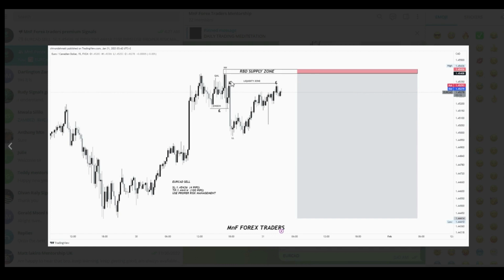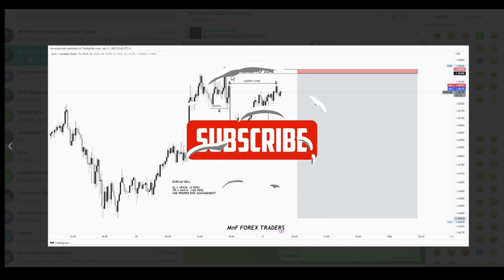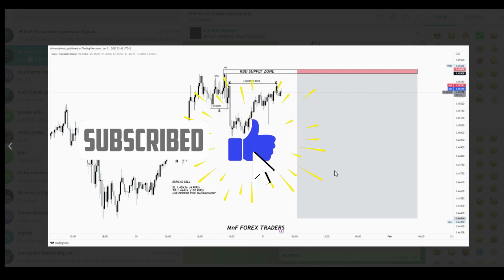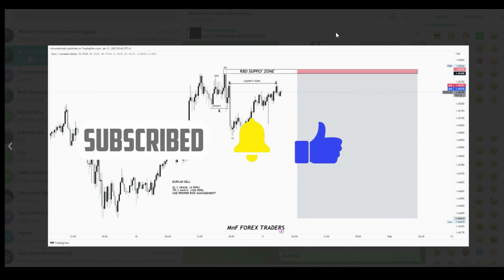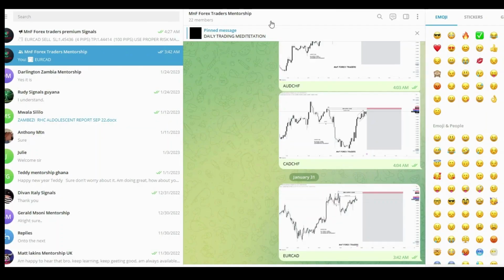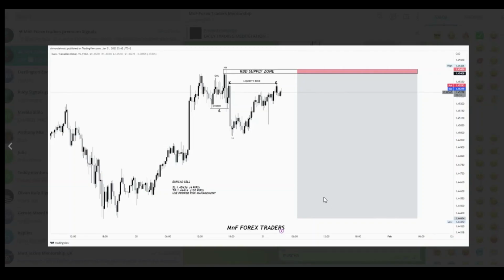So when I saw this, I anticipated that price is going to break this liquidity area right here and take out everyone who's trying to sell from here, then come into our rally-base-drop supply zone. Then we could anticipate a sell, right? So this was my forecast, and I was able to share this with our mentorship community.